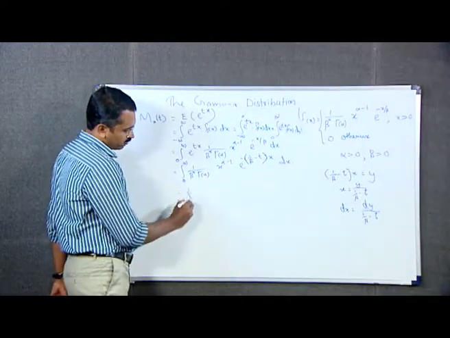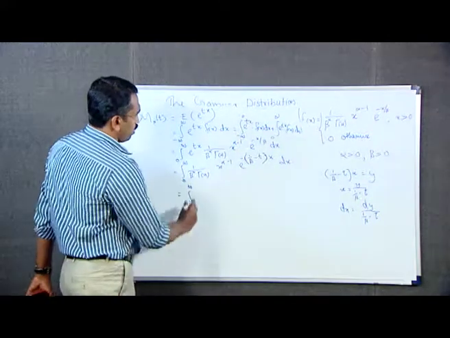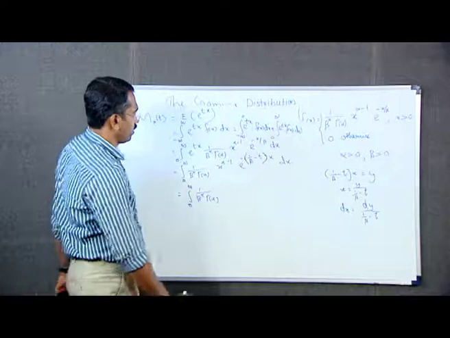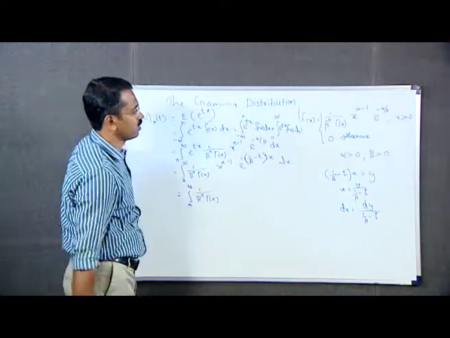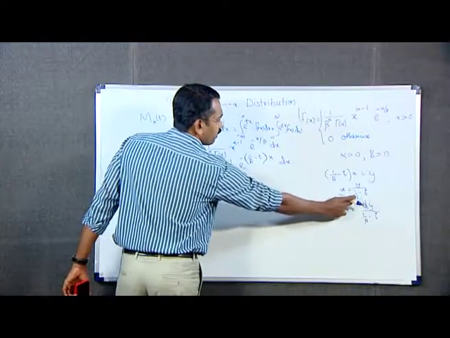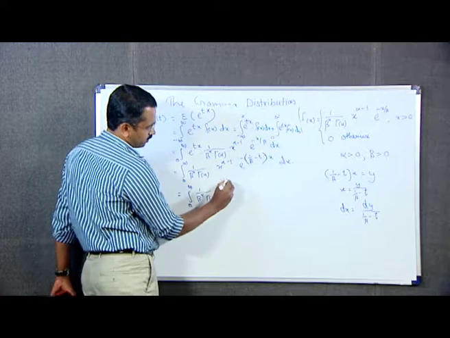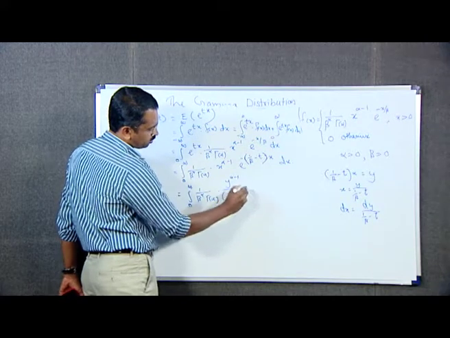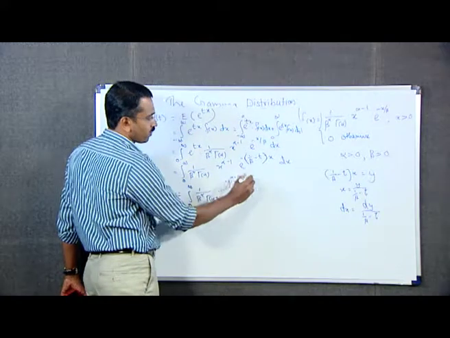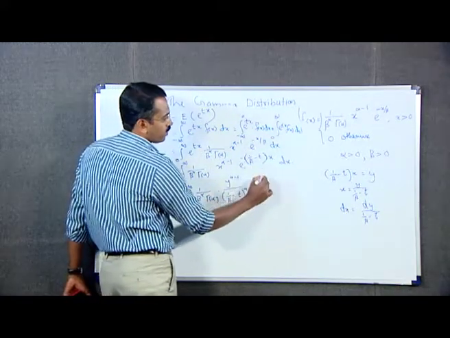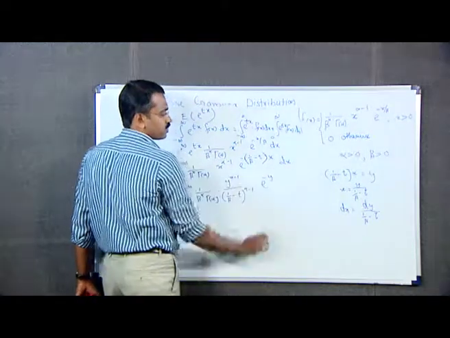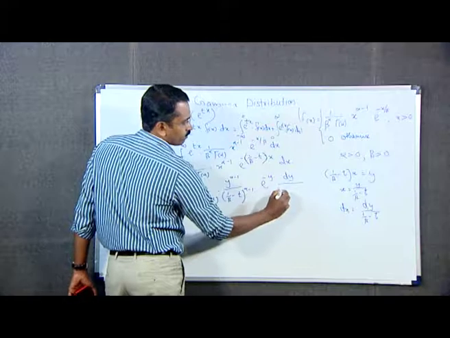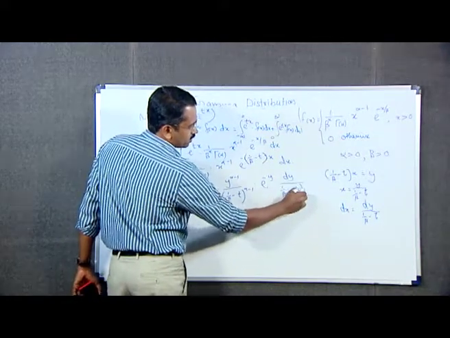This is equal to integral from 0 to infinity 1 by beta raised to alpha into gamma alpha, x raised to alpha minus 1 means y divided by 1 by beta minus t all raised to alpha minus 1, that is y raised to alpha minus 1 divided by 1 by beta minus t all raised to alpha minus 1, into e raised to minus y by our substitution, and dx is dy divided by 1 by beta minus t.